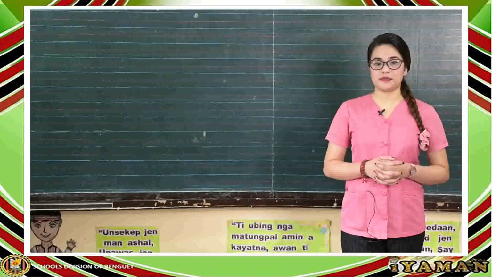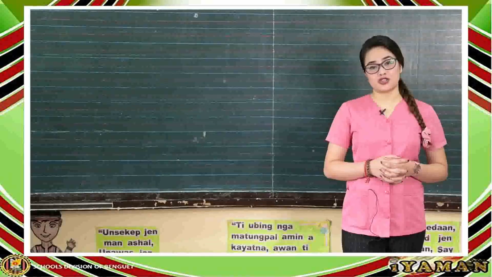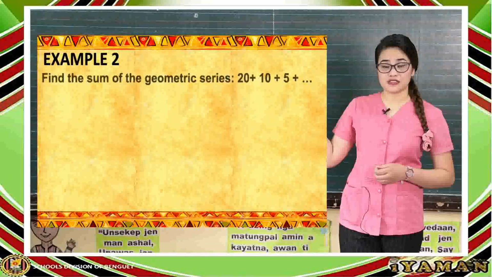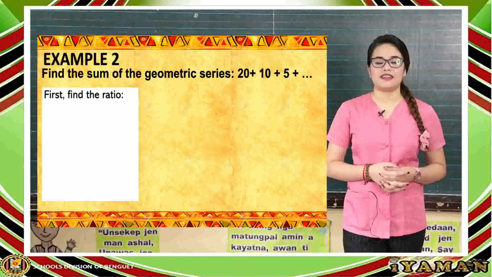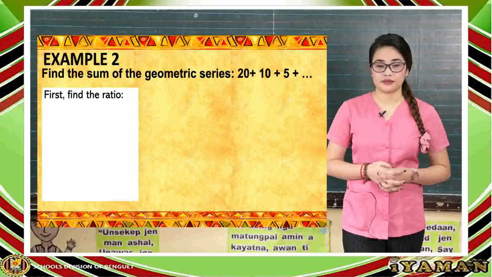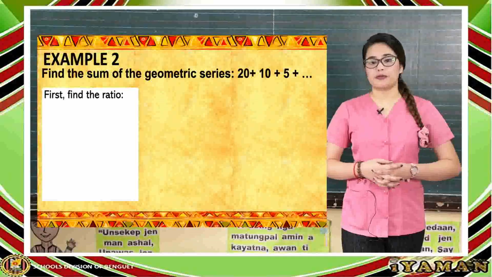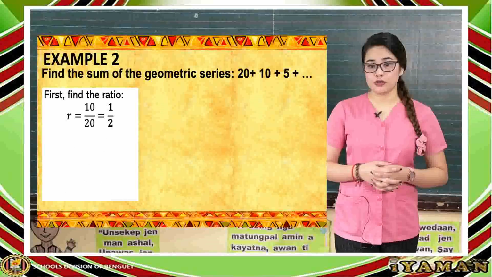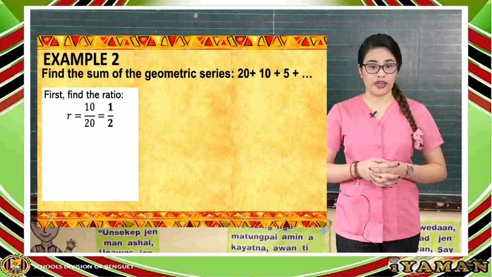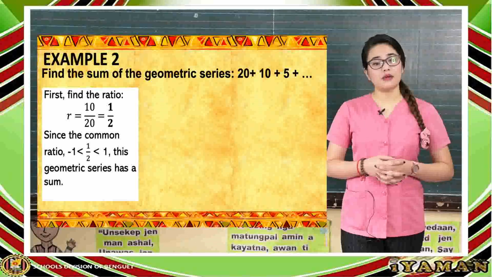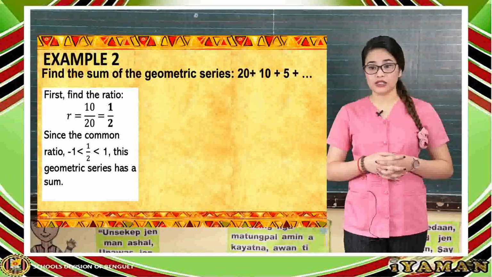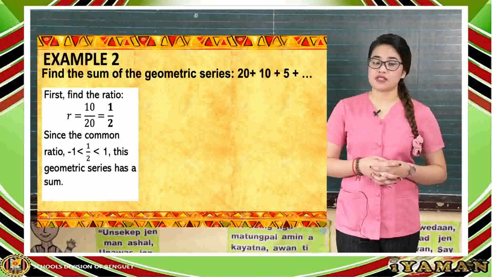Next example. Find the sum of the geometric series 20 plus 10 plus 5. Again, start by determining the ratio. We choose the second term. Divide it by the first term, so 10 divided by 20, that is equal to positive 1/2. Since the common ratio is greater than -1 and less than positive 1, this geometric series has a sum.